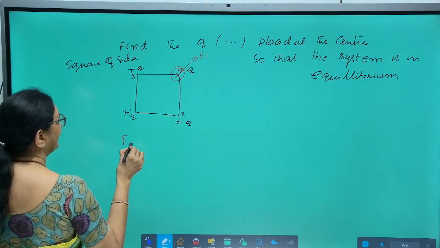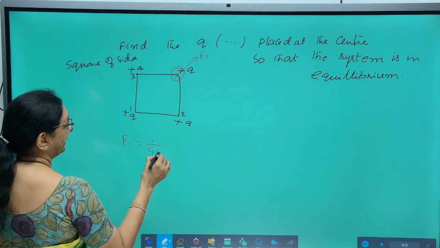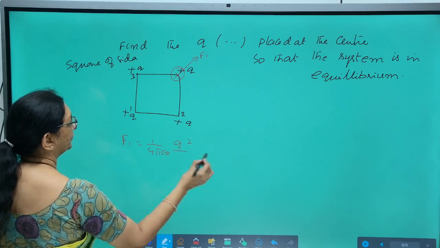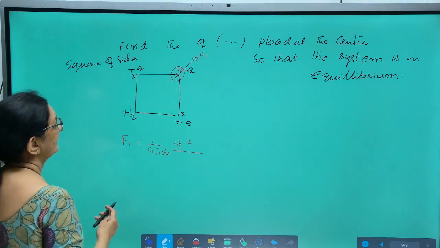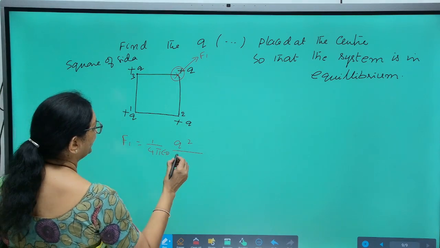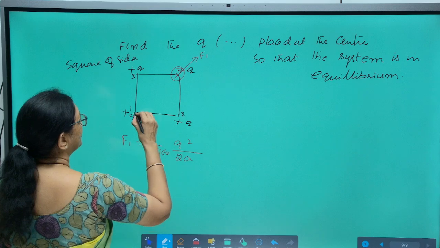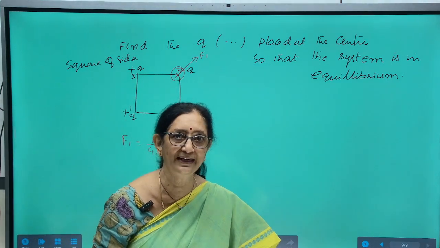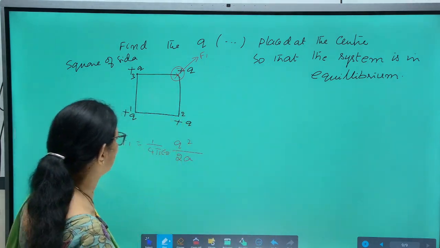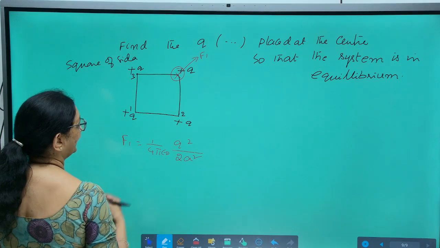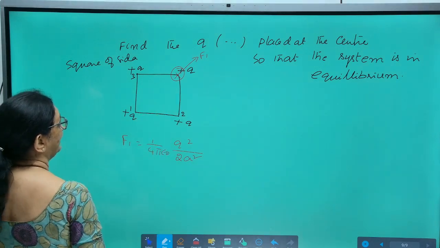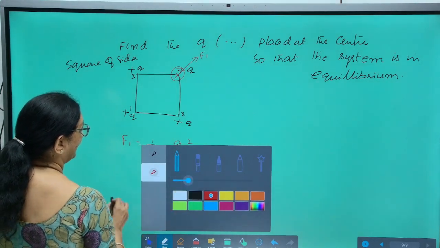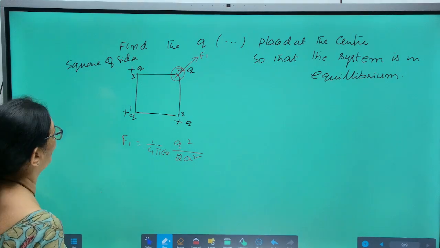So, F1 is equal to 1 by 4 pi epsilon naught q1 q2 by distance squared. The distance is root 2 a, since the distance between opposite corners is the diagonal of the square. That is root 2 a whole squared, 2a squared. So, F1 is 1 by 4 pi epsilon naught q squared by 2a squared.